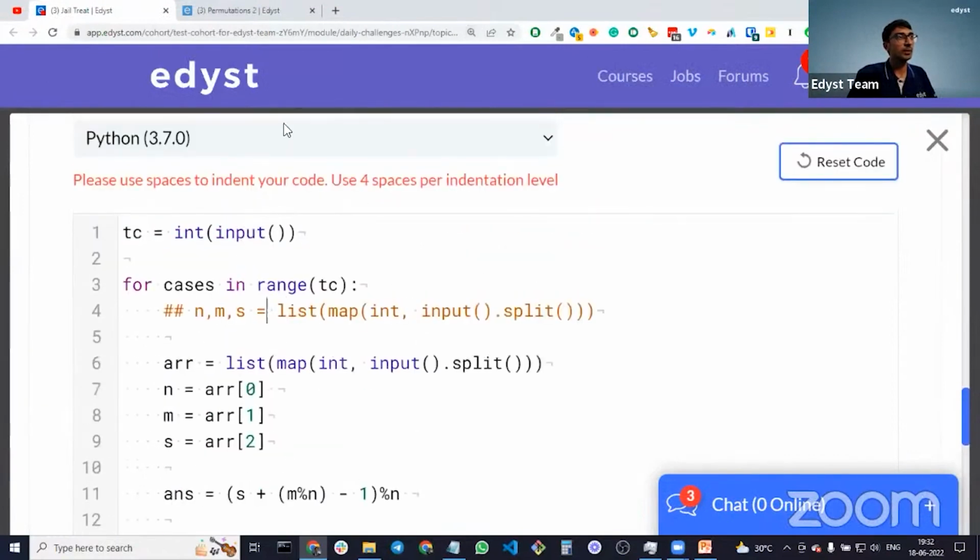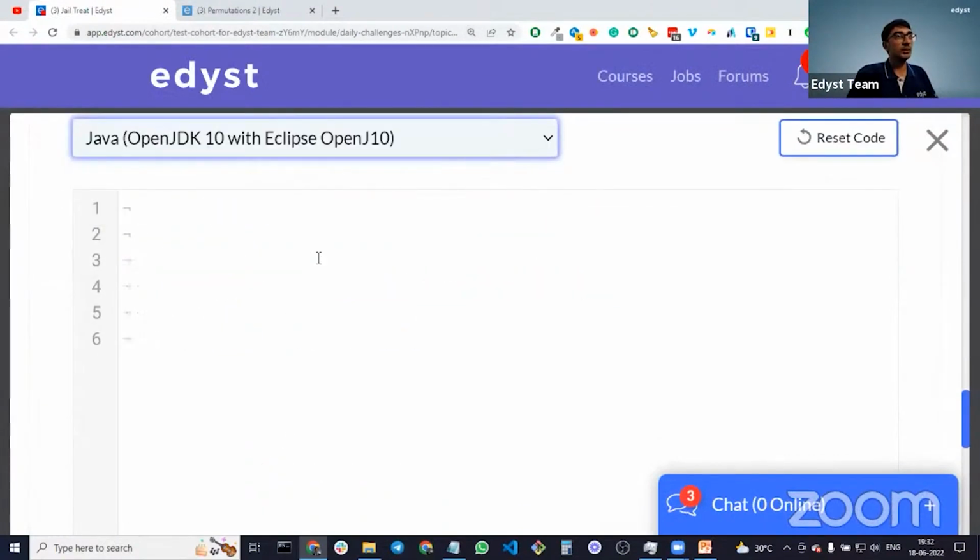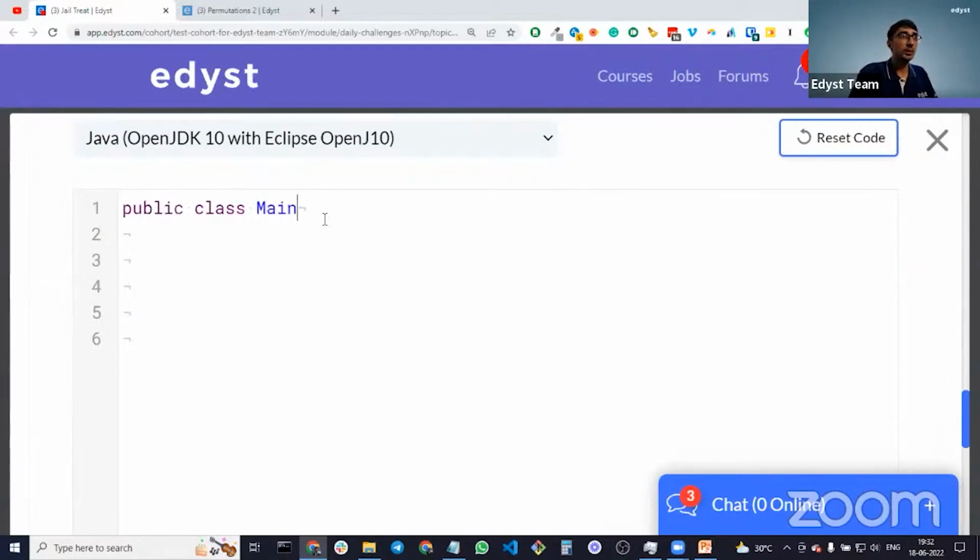The only thing you need to remember with the Java part is public class main, public static. The only thing you need to remember is that you need to take a long in this one, because the number can be very large.